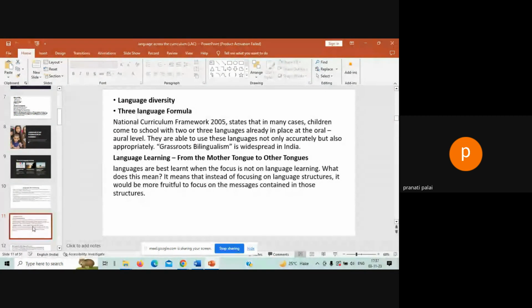In India, we have the three language formula. Who can say what that three language formula is? Anybody who has some idea, or who wants to answer? Ma'am, the first language should be the mother tongue, and English, and the area language, the regional language, and English.